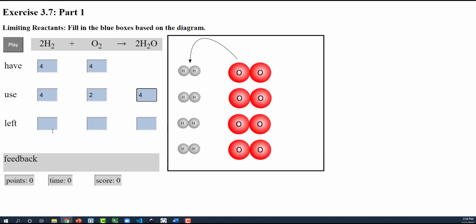So what do you have left over in the box when you're all done? Well, you had 4 hydrogens, used them all up. We don't have any. Of the 4 oxygens, you only used up 2, so there's still going to be 2 left over. There were no waters to begin with, so whatever we make on the right-hand side is what we end up with.